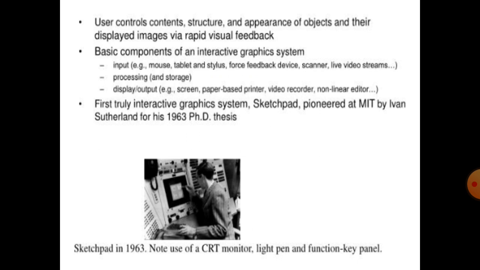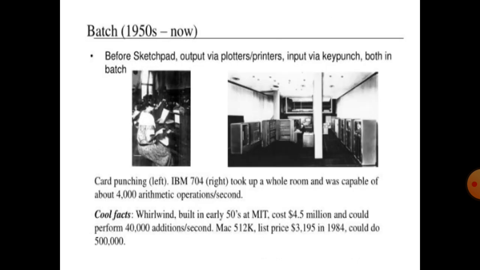Basic components of an interactive graphics system: input, processing, and display or output. The first truly interactive graphics system, Sketchpad, was pioneered at MIT by Ivan Sutherland for his 1963 PhD thesis. But before that, output was via plotters and printers, and input via key punch, both in batch.